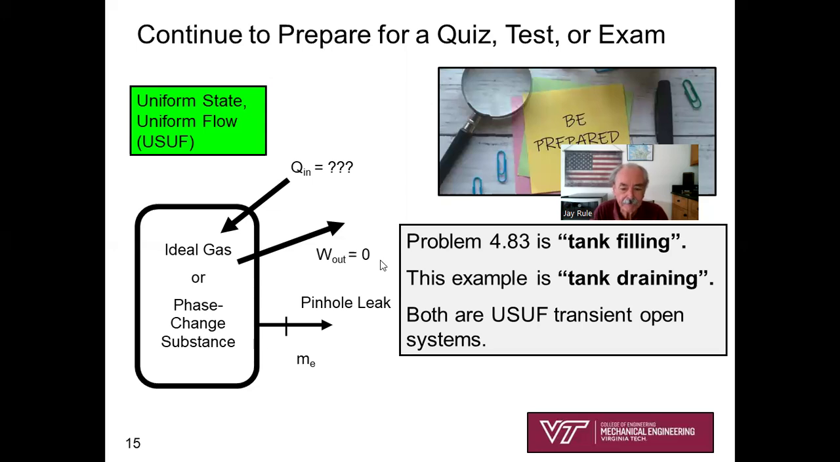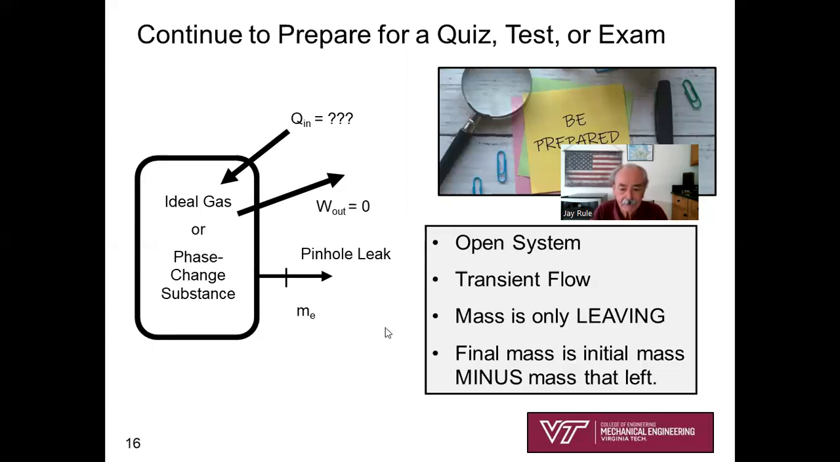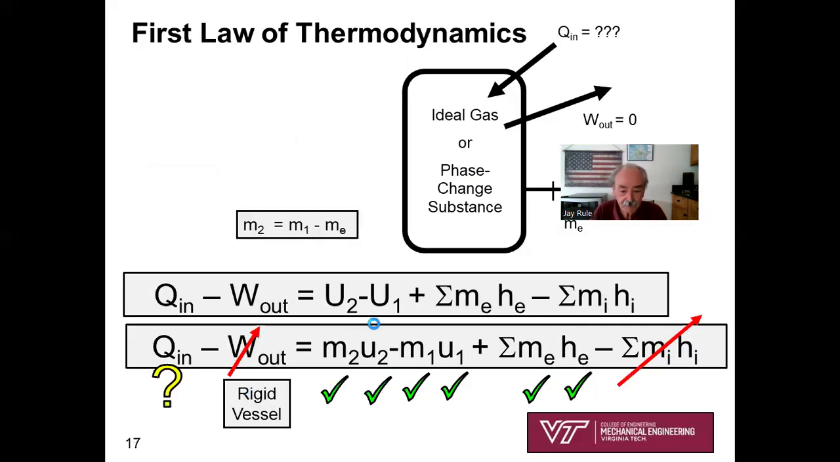So I want you to think about, how would you solve a problem like that? Well, let's see. You'd start with a sketch. You'd observe that it is an open system. It's not a closed system. It's transient flow. Only mass is leaving. And the final mass, how would you calculate M2 for this one? It would be the initial mass minus the mass that left. So that would be a little difference. That's consistent with the continuity equation. And then you'd go right back to write down the general first law that you get out of the book, and you'd start striking out terms for this problem.